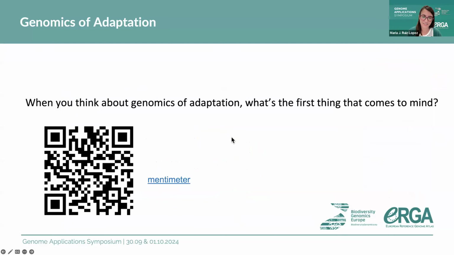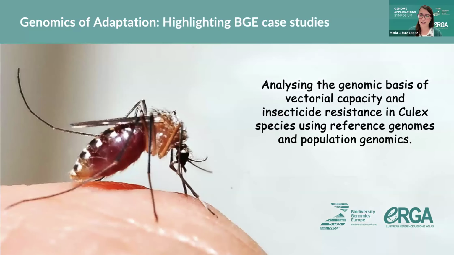So we saw it is really, really broad. So what we are going to do now that we know what the main interests of people are is highlight 2 case studies of the VGE project that look at adaptation in different ways, on different topics of adaptation, and use different approaches. I'll start with my case study, which analyzes the genomic basis of vectorial capacity and insecticide resistance in Culex species using a reference genome and population genetics.